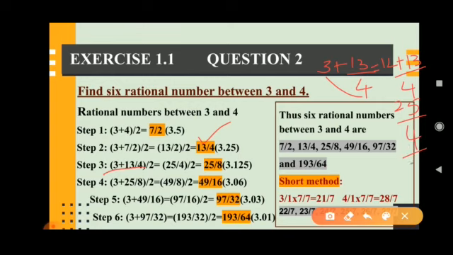So 12 plus 13 by 4 gives 25 by 4. But again it is divided by 2, because we are taking the average of the two. So I got 25 by 4 by 2. If you multiply 4 by 2, it is 8, so 25 by 8. If you check in decimals, it is 3.125. Again it is in between 3 and 4. Follow the next step, same.